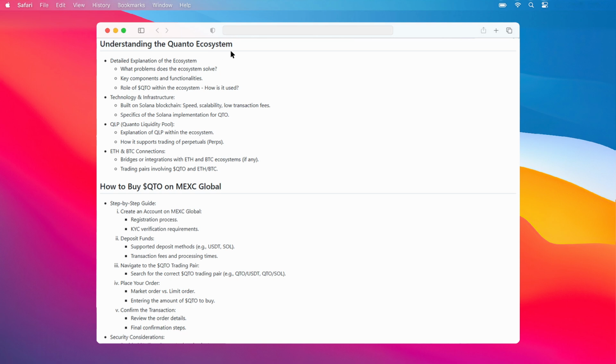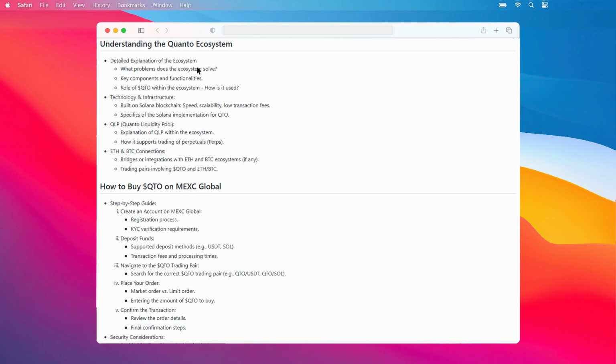We'll then focus on the QLP, or Quanto Liquidity Pool, explaining its purpose within the ecosystem and how it supports the trading of perpetuals. Finally, we'll explore any connections with the ETH and BTC ecosystems, including bridges or integrations, and examine any trading pairs involving the $QTO token with ETH or BTC.